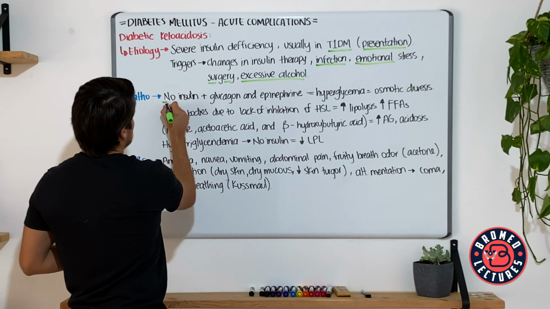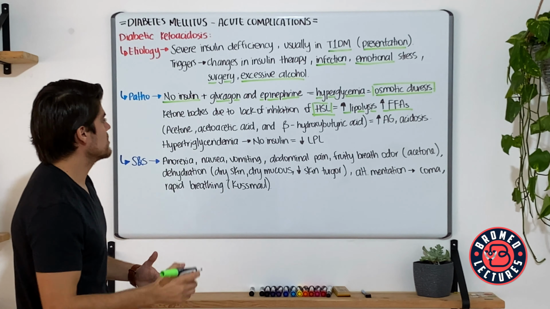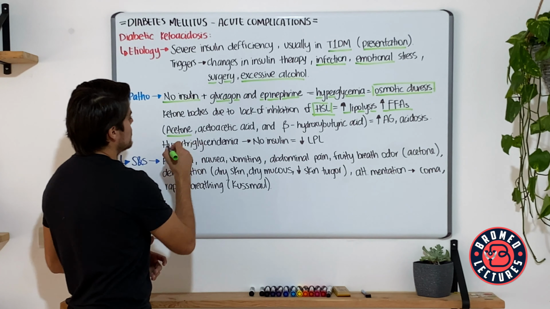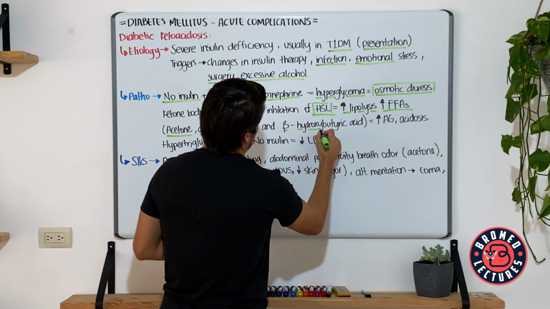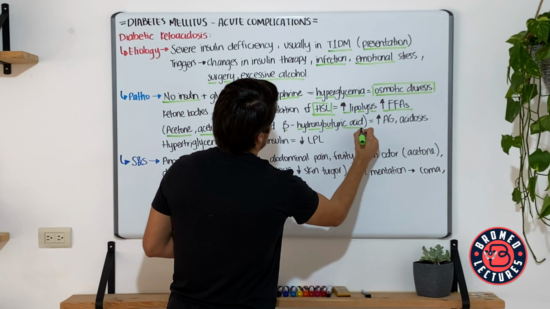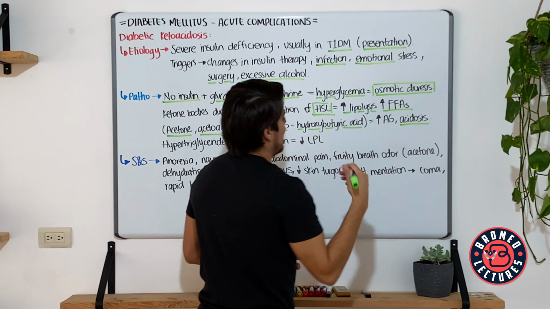Now, there's also ketone body production, and that is because of the lack of inhibition of the hormone-sensitive lipase, because insulin usually inhibits this lipase, so you're going to have increased lipolysis, increased free fatty acids, and you're going to start generating ketone bodies. The ones that you produce are going to be acetone, acetoacetic acid, and beta-hydroxybutyric acid. This is going to cause an increase of the anion gap, and it's going to cause metabolic acidosis.